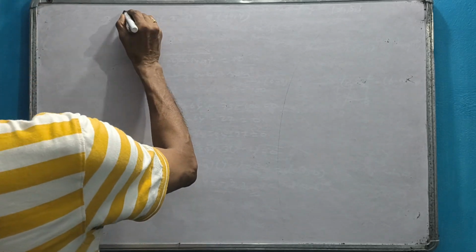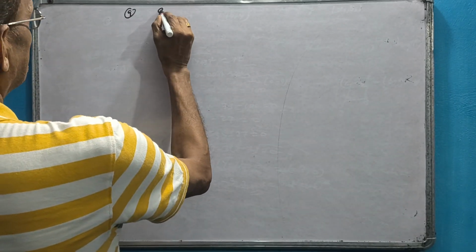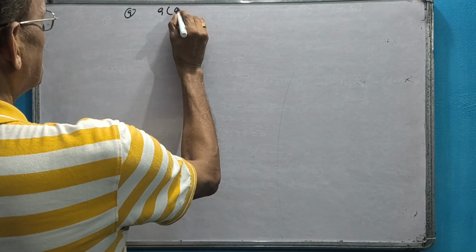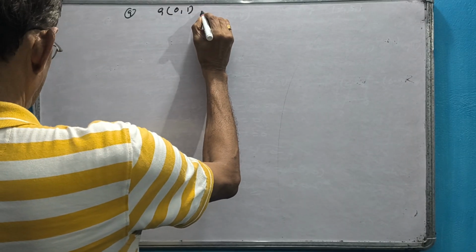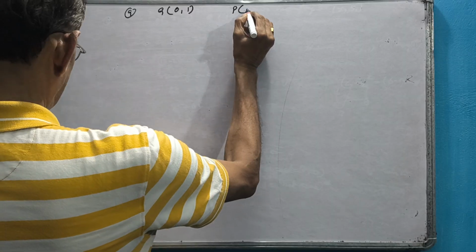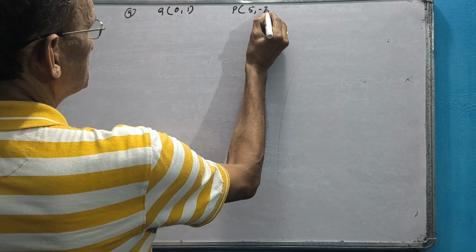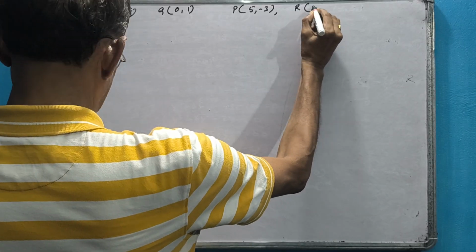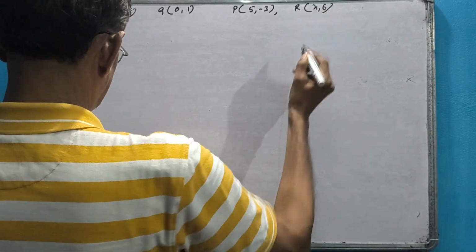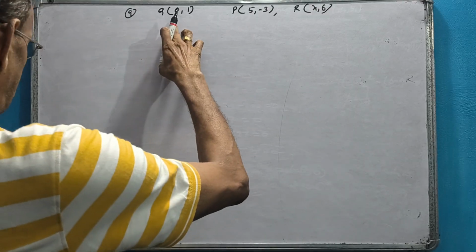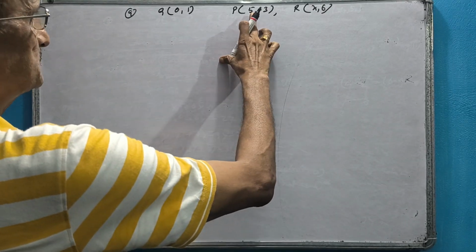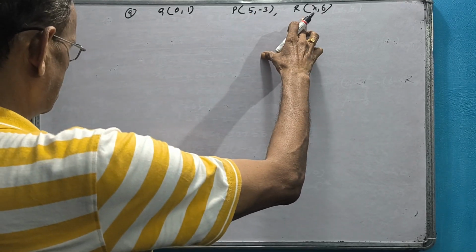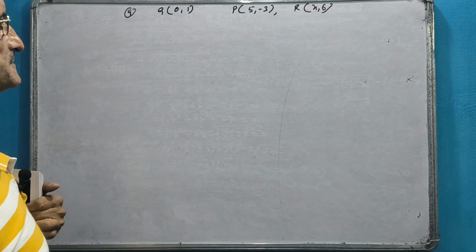There is a point Q, number 9. The point Q with the coordinates (0, 1), point P with the coordinates (5, -3), and point R with the coordinates (x, 6). What is given? The point Q is equidistant from the points P and R. So we need to find x.